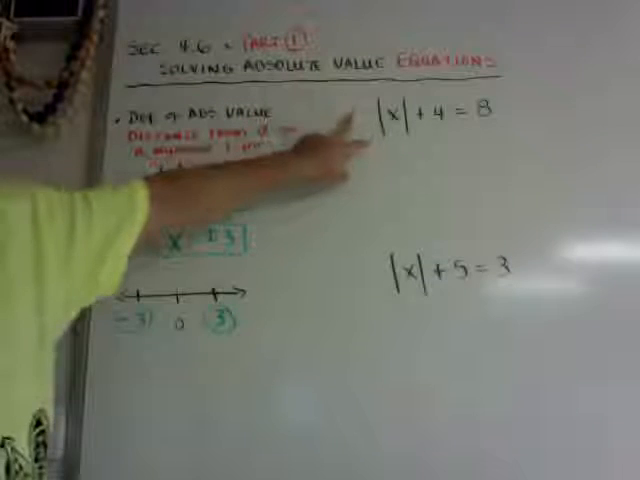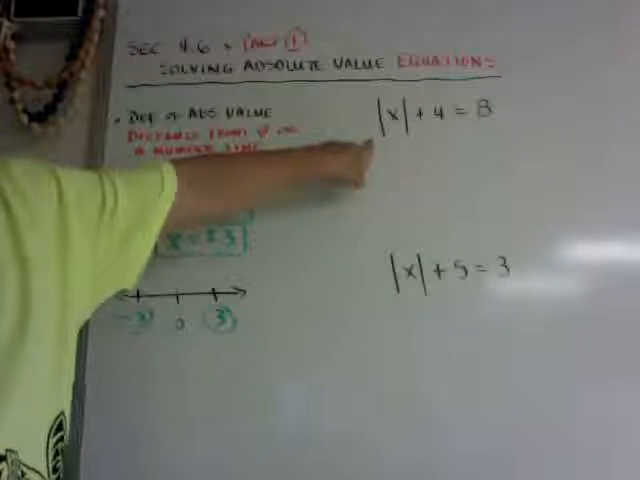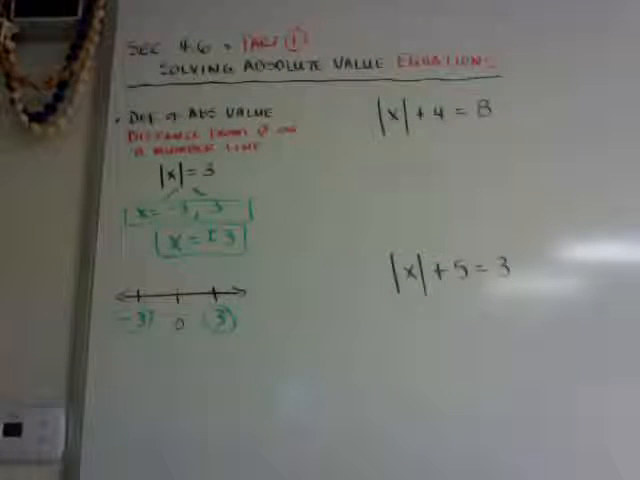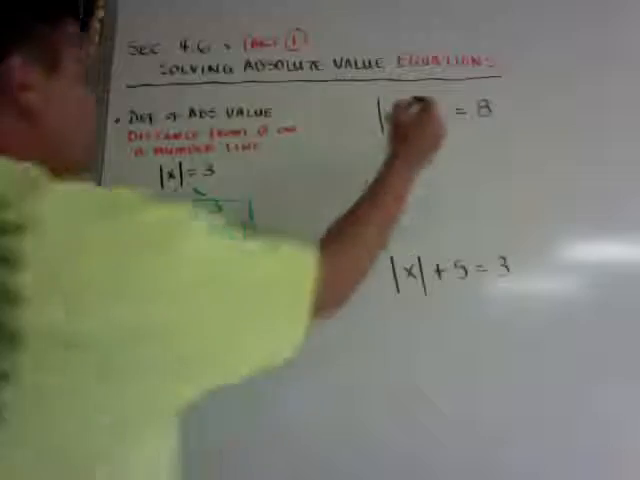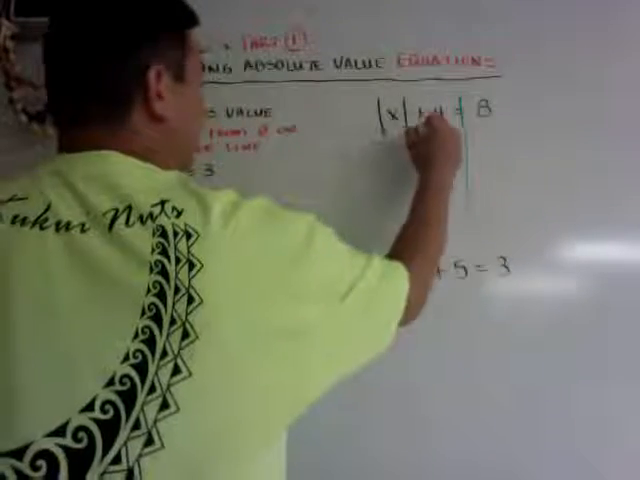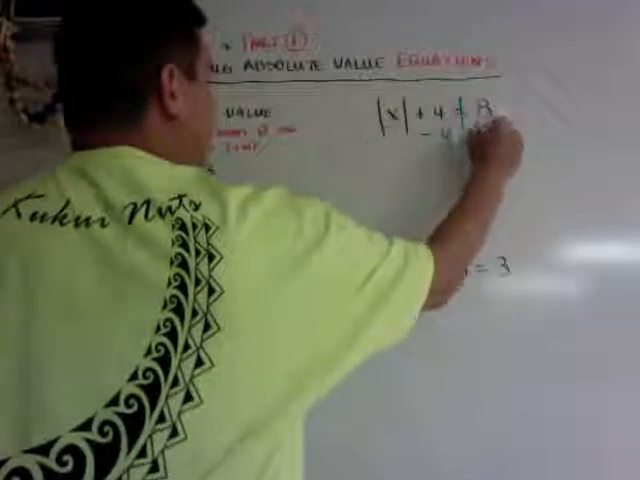In this equation, if I have absolute value of x plus 4 is equal to 8, I need to isolate the absolute value. So whatever is outside of the absolute value, I need to get it to the other side of the equal sign. So if this is my equal sign, I need to get over. So I minus 4 and I minus 4.